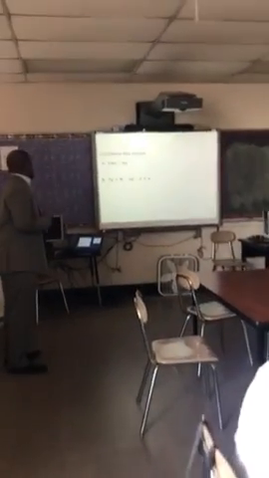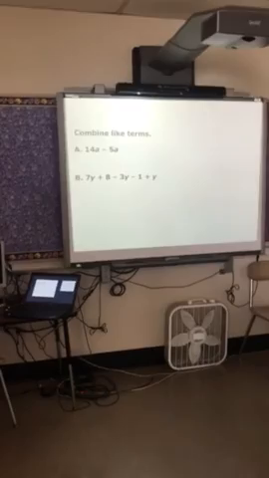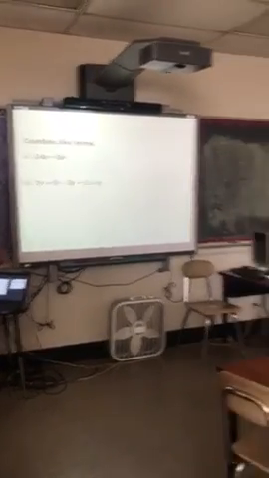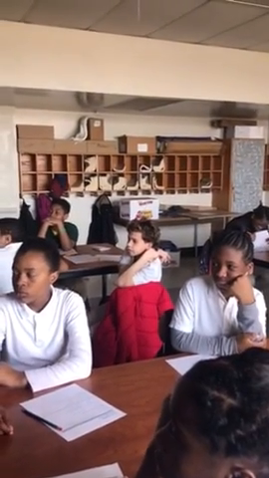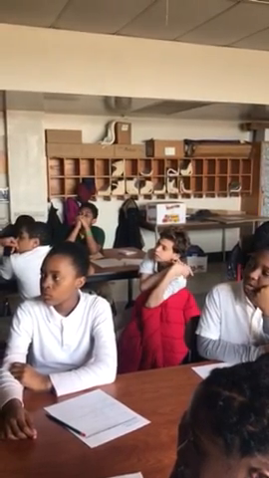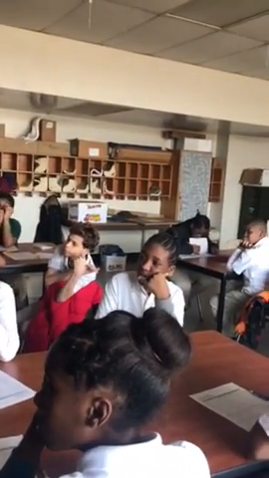How about B? We have 7y plus 8 minus 3y minus 1 plus y. Now that was a little different. How about Joseph? Give us a try. You have to combine 7y and 3y. Okay, so what do you get? You get 10y. Anybody else with a different answer?